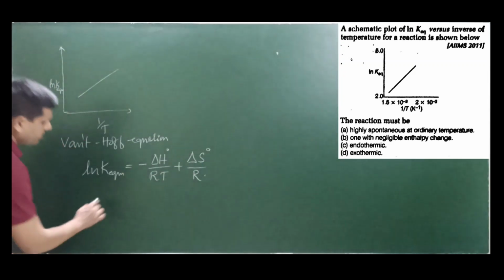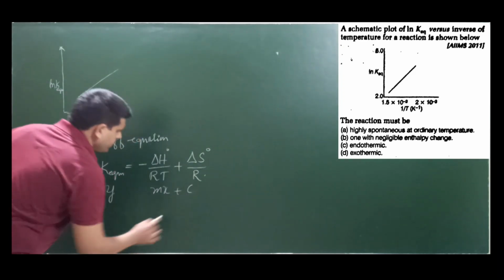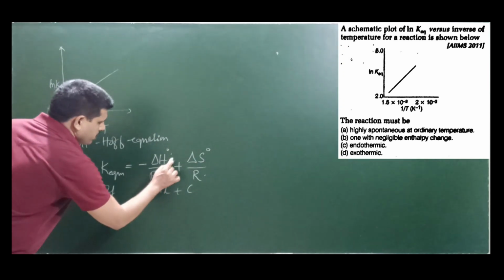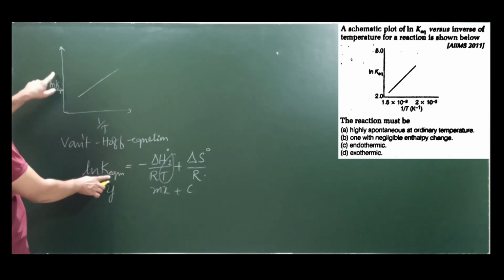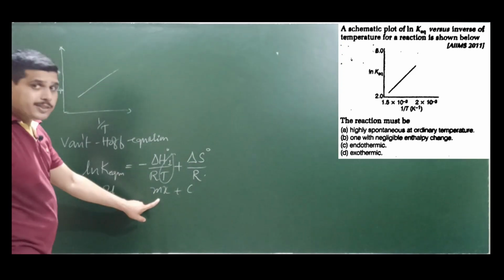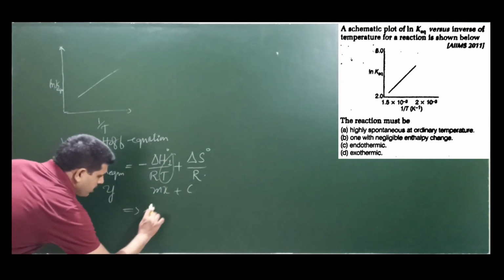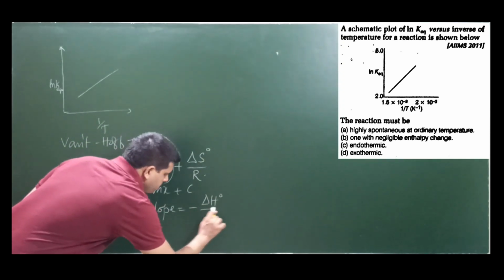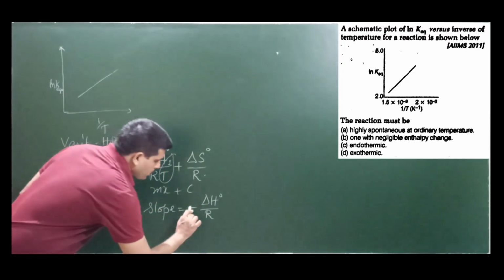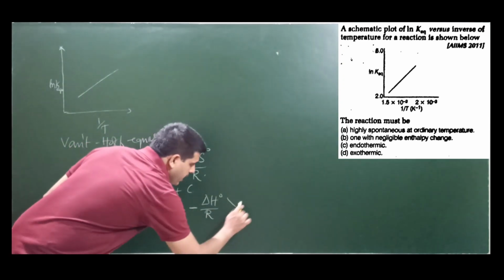Fine. Now if you look into this, this is of the form y equal to mx plus c, isn't it, where x is nothing but 1 by T. If you observe here, 1 by T, the inverse of temperature, and ln K equilibrium, when you plot, a straight line indicates that the slope is positive, isn't it? But here we have the slope as negative. So this implies that slope is equal to minus delta H naught divided by R. Fine. So the slope should be negative, but from the graph it is clear that this is greater than 0.